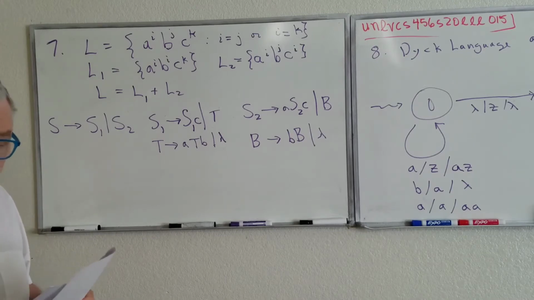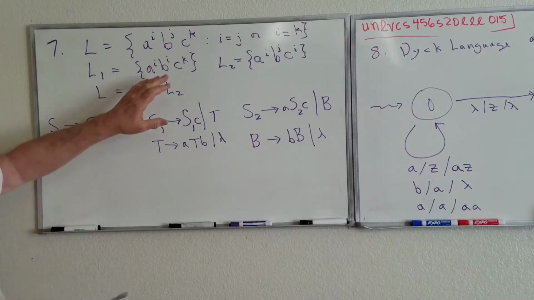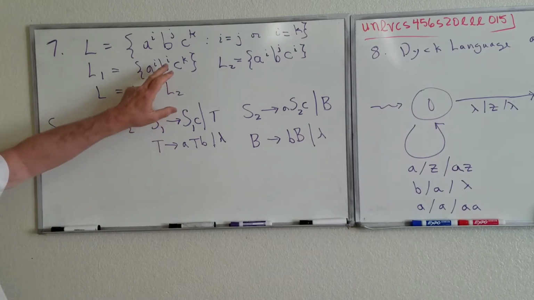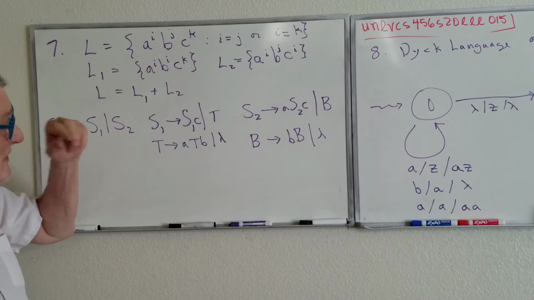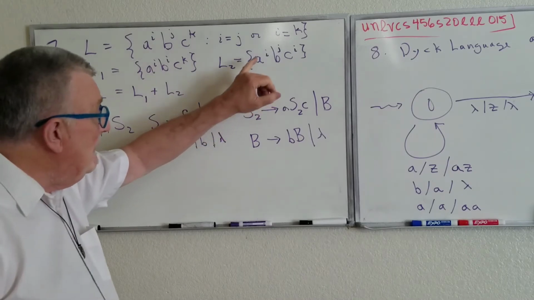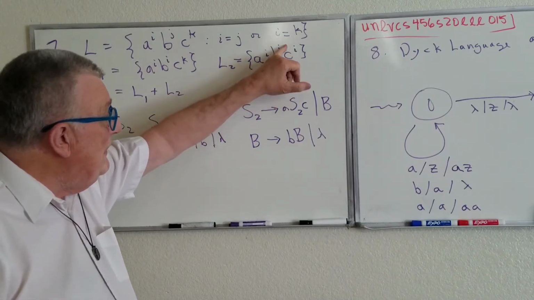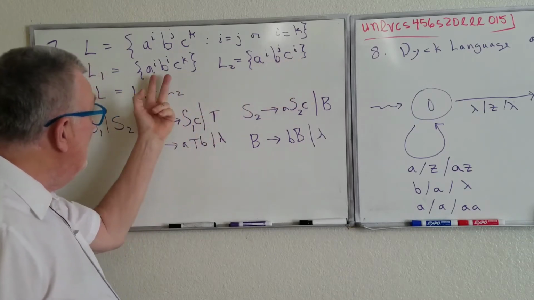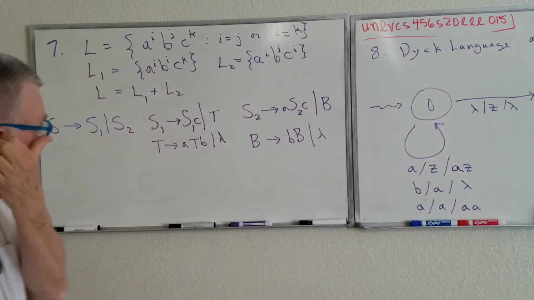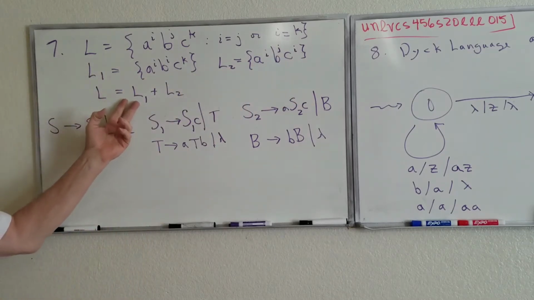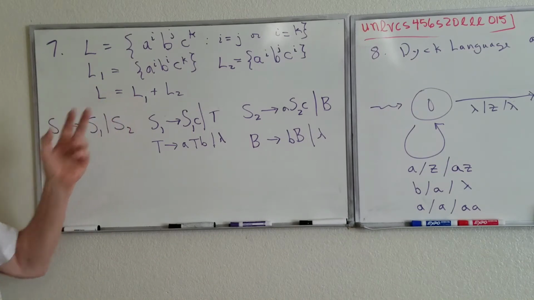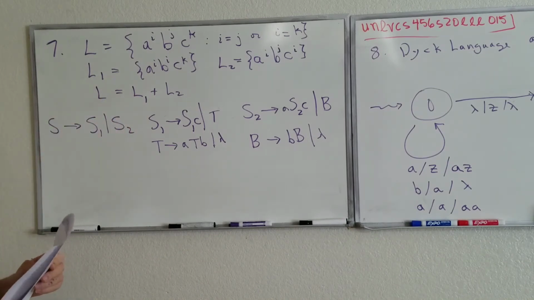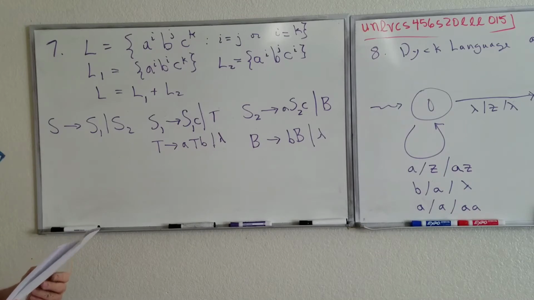It's a different operator. So that means that we can set j equal to i, so we have a to the i, b to the i, c to the k, or we set k equal to i, which means we have a to the i, b to the j, c to the i, and we'll call this L1 and L2. And our language is then simply the union of those two. Now this language is inherently ambiguous, so it's impossible to find an unambiguous context-free grammar.